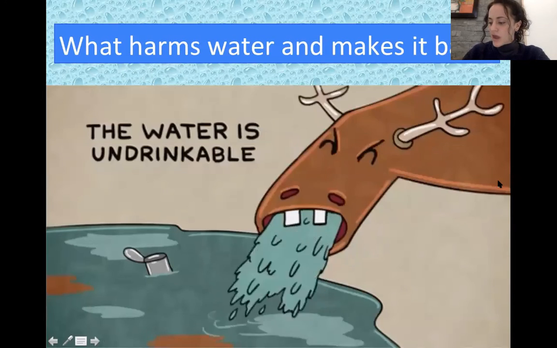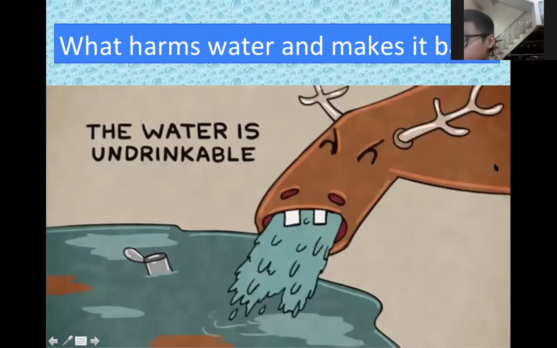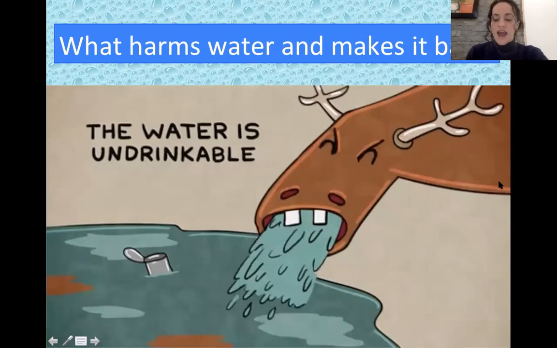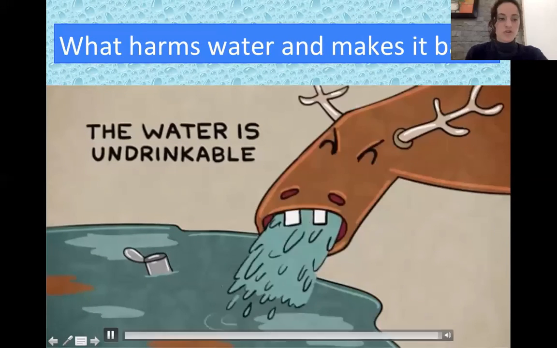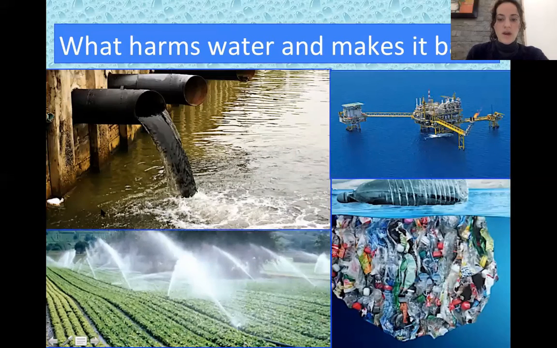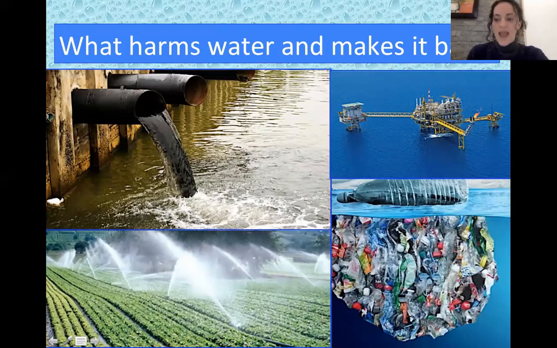Tiger, how else do we make water dirty? They put cans to the pond. Very good. Excellent work, Tiger. And how about Puppy? Puppy, how else do we make water dirty? We throw trash. Very good. Do you know what one of these are, Puppy? Plastic. Excellent. Throwing plastic in the water.